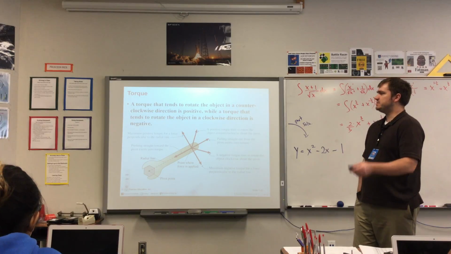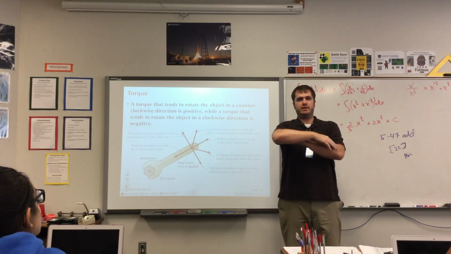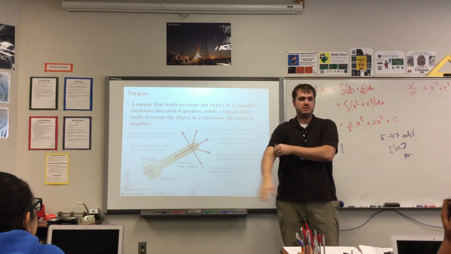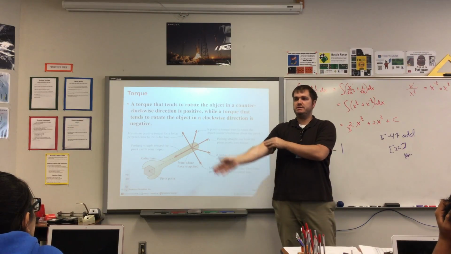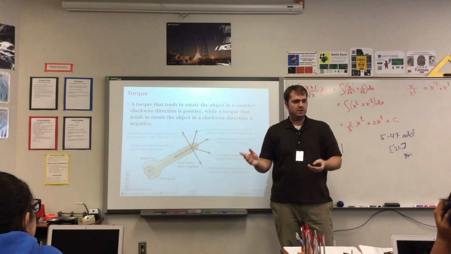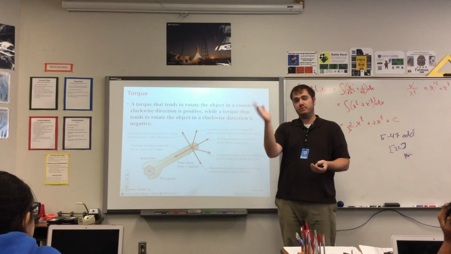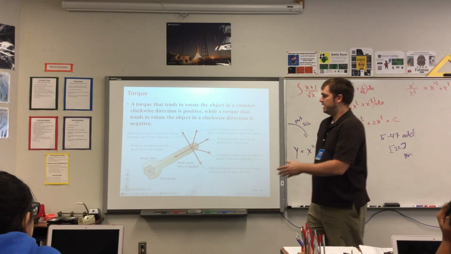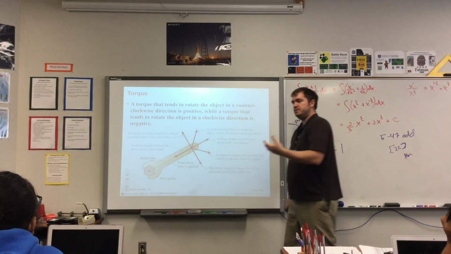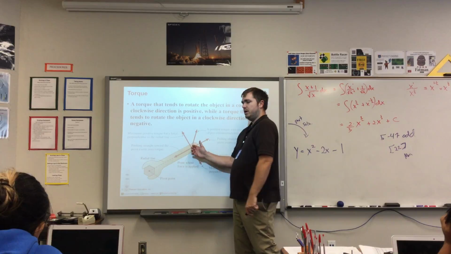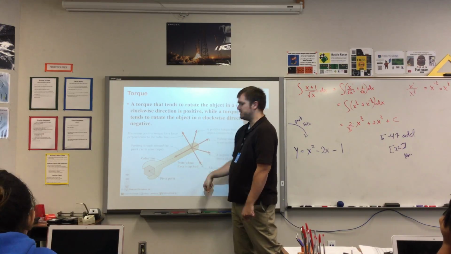A torque that tends to rotate an object in a counterclockwise direction is considered positive torque. Torque that goes clockwise is negative. Just like we have positive and negative rotations, torque can be positive or negative, because you could move this wrench this way or that way, and we need a way to distinguish between 100 Newton meters rotating this way and 100 Newton meters rotating that way.